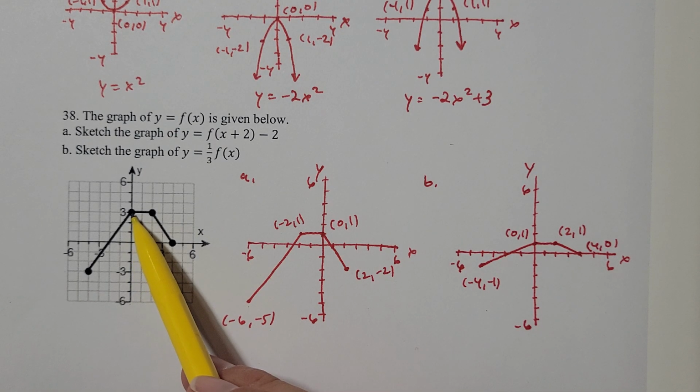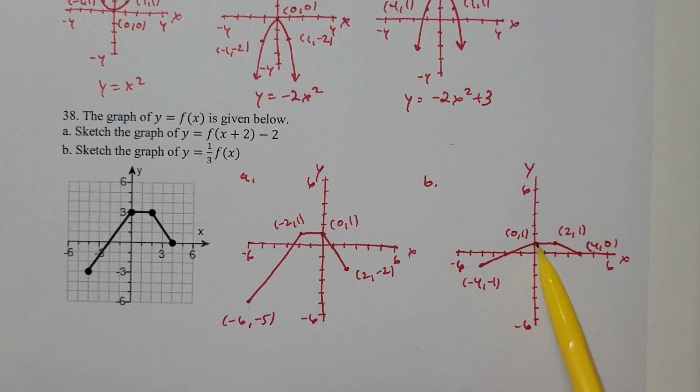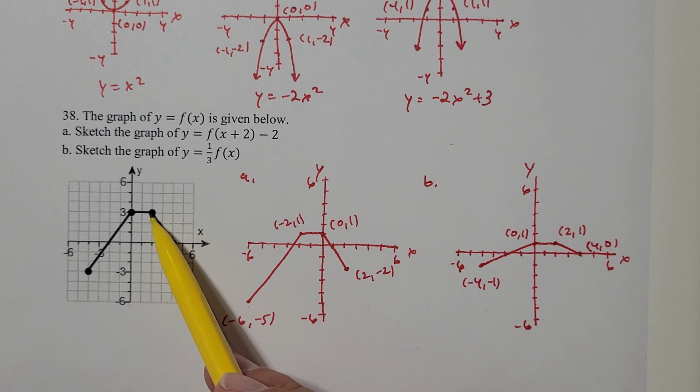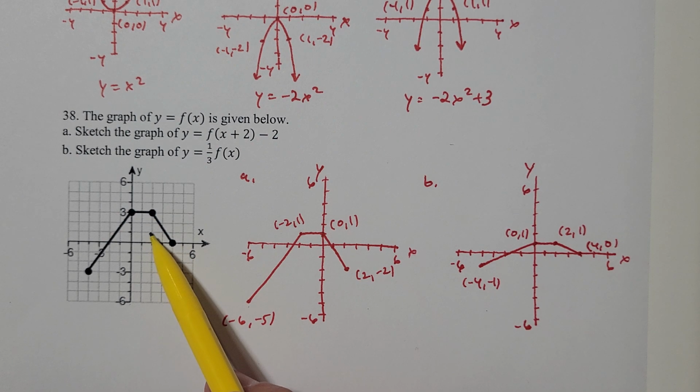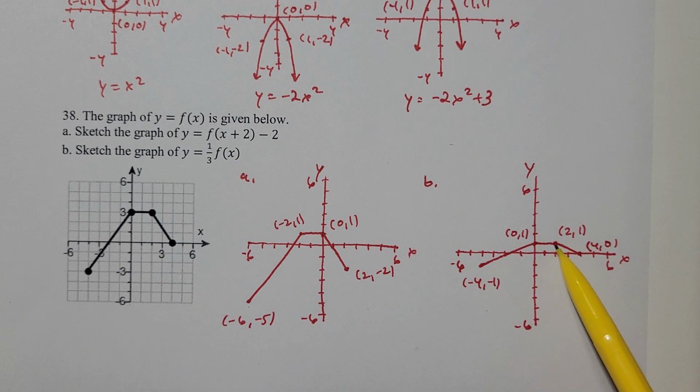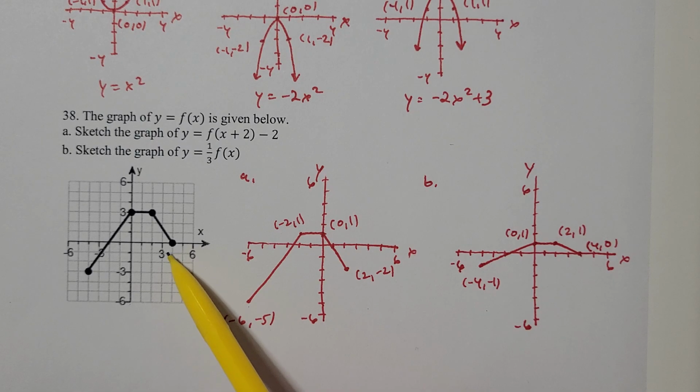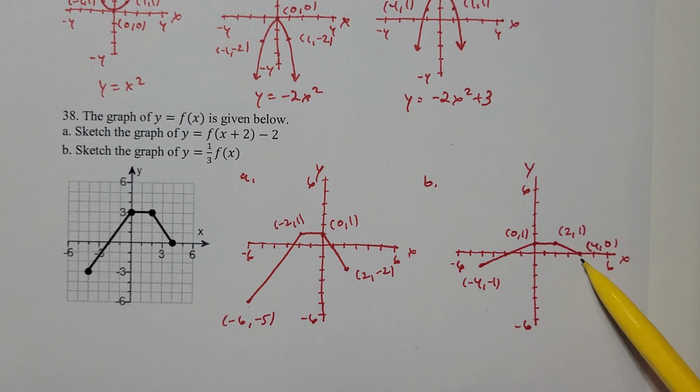Okay, so here's the point 0, 3. When I multiply the y value by 1/3, that's going to go to 0, 1. Okay, here's the point 2, 3. When I multiply the y value by 1/3, that's going to put me at 2, 1. Here's the point 4, 0. When I multiply the y value by 1/3, that's not going to change anything. That's going to still be at 4, 0.